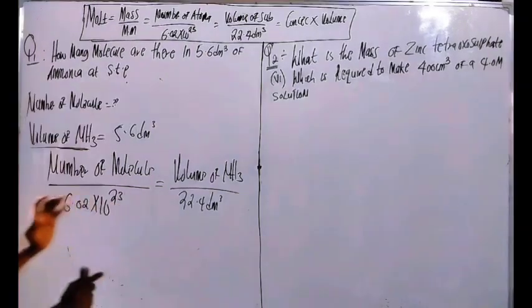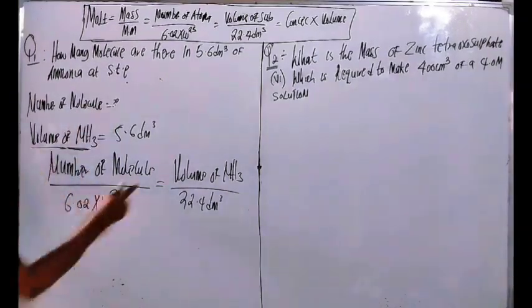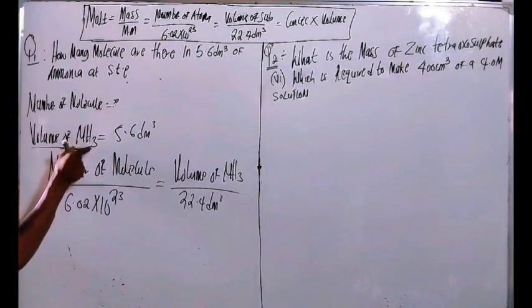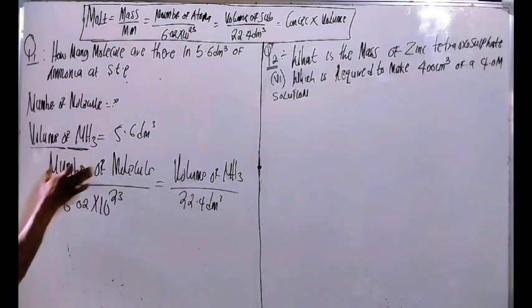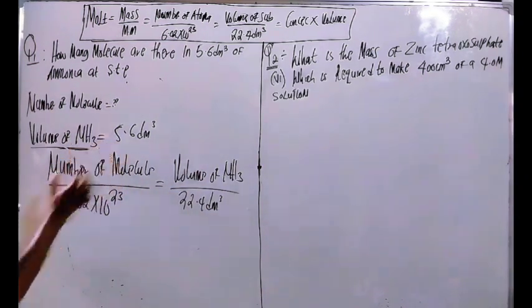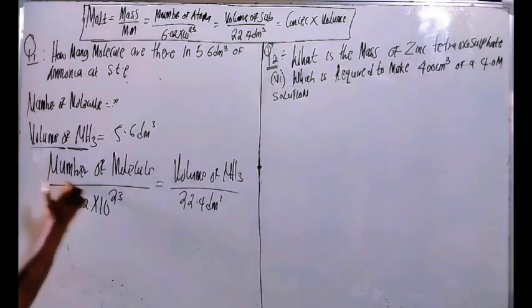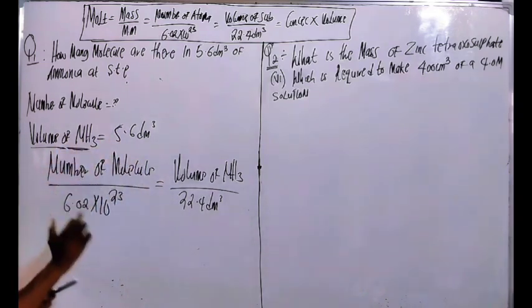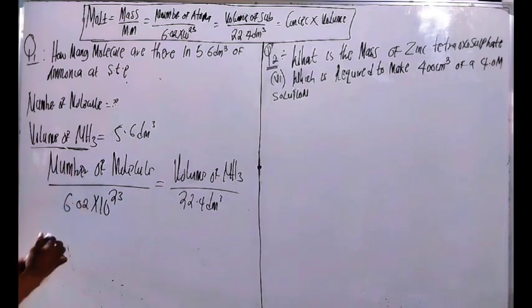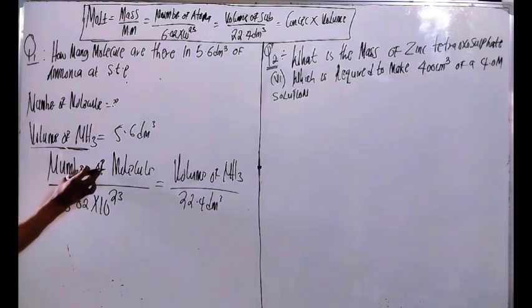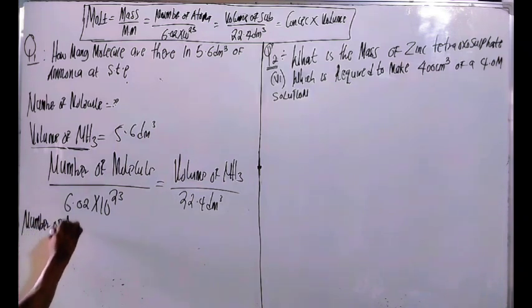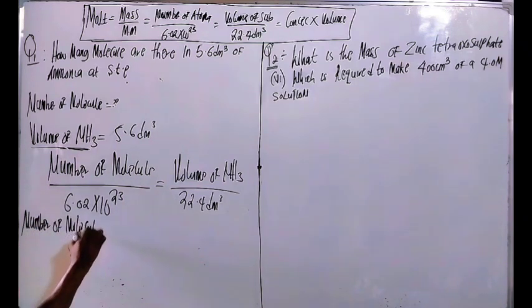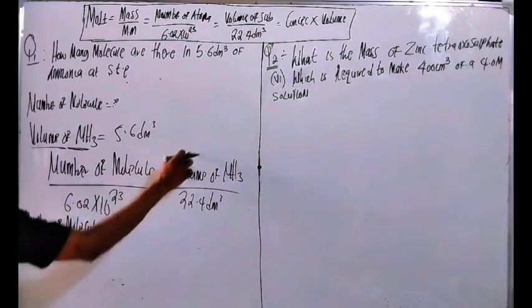From this question here, they say you will calculate number of molecules, which is this. They gave us volume of NH3, which is this one here at STP. Do you see that? So this is what you are looking for. The goal here is to make this guy the subject of the formula. If you make this guy the subject of the formula, it's going to be number of molecules, because this is what I'm calculating. So number of molecules equals this times this divided by this, right?